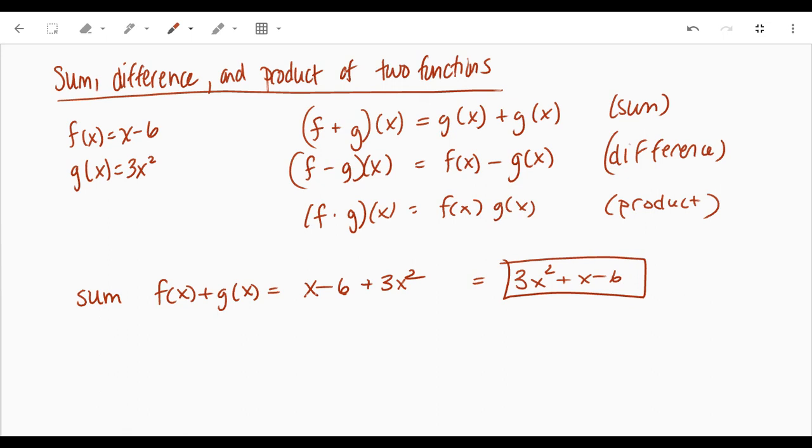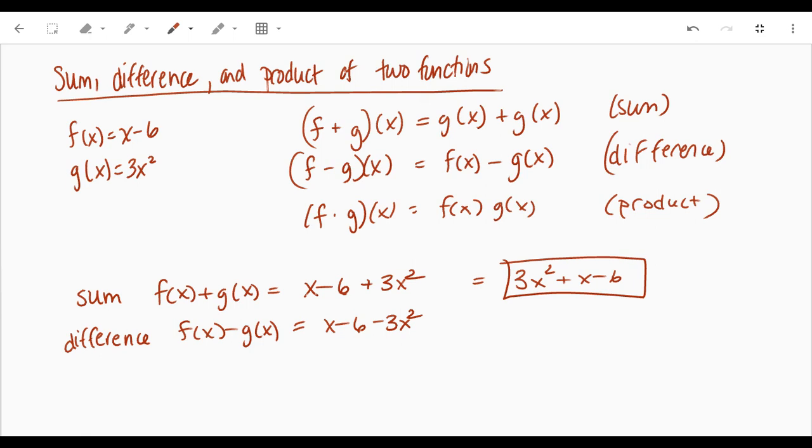Okay, when we do our difference, just make sure that you correctly distribute your negative there. So we're going to do f of x minus g of x. So we need to make sure that we do x minus 6 minus 3x squared, or if there's two terms, that we distributed it correctly, but otherwise that's it.